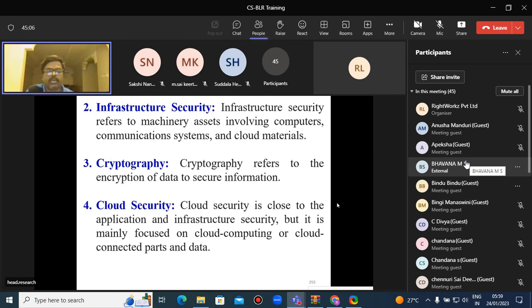Cloud security. Cloud is an internet-based technology. Security is one of the issues for cloud security. Cloud security is a combination of data security, network security and host security. These are the issues of cloud security. Whenever you are connecting to the internet, you are in a danger zone, so how do you protect yourself from intruders through the internet? Cloud security is close to application and infrastructure security, but it is mainly focused on cloud computing or cloud-connected parts and data.